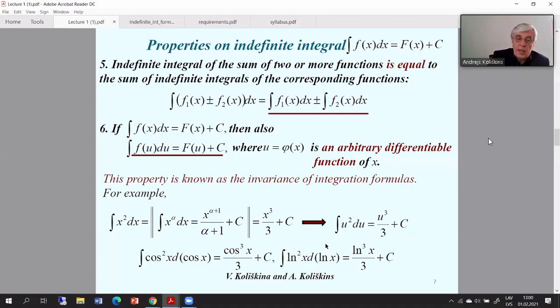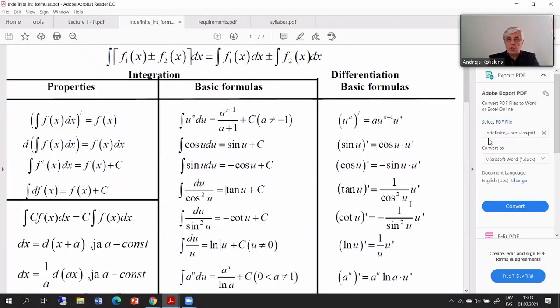For your convenience, we show here basic properties of integrals, then basic formulas, and also in the last column, a table of derivatives. So you see that all the formulas for integration and differentiation are written in terms of u, assuming that u is a function of x. So sometimes it's also helpful. That's why the table is there. And it is a two-page table. So this is the second page.